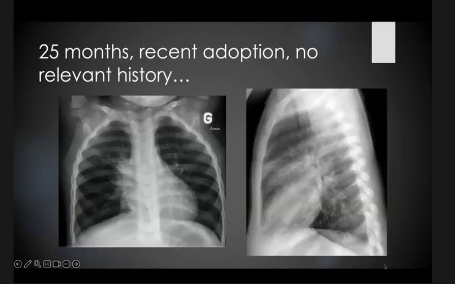So it's a 25-month-old kid, recently adopted from a foreign country, no relevant history. We don't know anything about that kid. He comes and he coughs. You see that there's probably some peribronchitis around the hilum, and you see those opacities at the root of the right upper lobe and in the middle lobe.